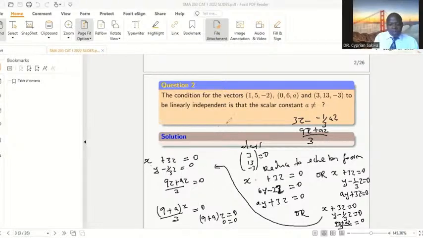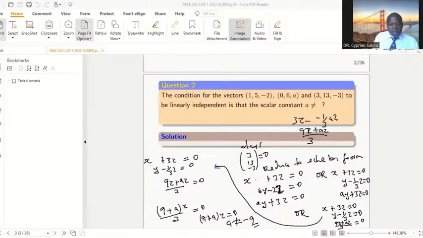Of course, this system has a solution. So if 0 is equal to 0, then it will have infinitely many solutions. So what we want is for it to have a unique solution. So for it to have a unique solution, I only need to say that a should not be equal to negative 9. So a should not be equal to negative 9. This is the condition.